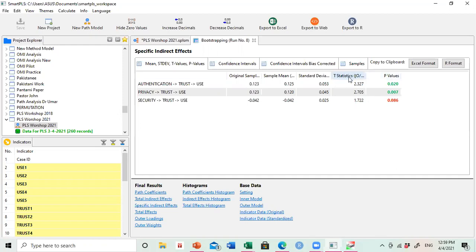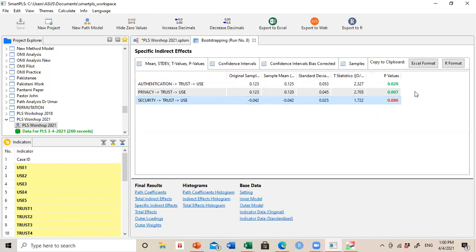So in this case, if you look at the t-statistics here, 2.3 is greater than 1.96, 2.3 is greater than 1.96, 2.7 is greater than 1.96. In this case, trust mediates the relationship between authentication and use. Trust mediates the relationship between privacy and use. But because the t-value is less than 1.96 in the case of security, we have no mediation here. Do we understand? Yes.